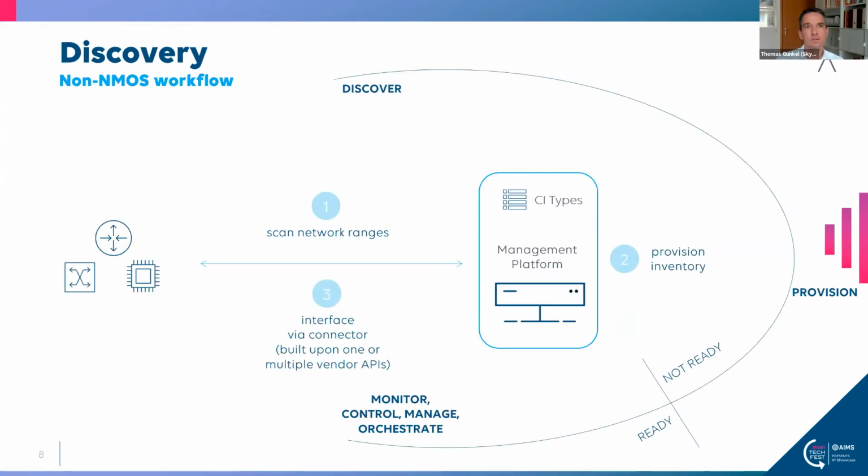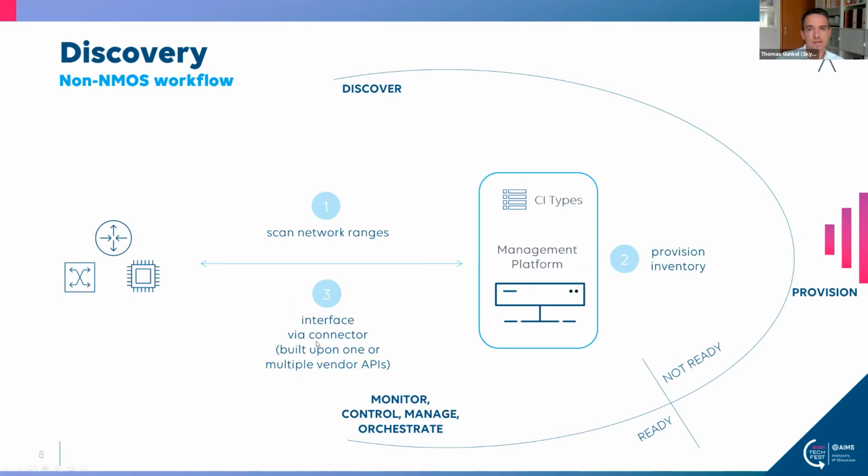Let's have a quick look into the non-NMOS workflow. How do you discover a non-NMOS device or infrastructure? You need to scan the network. Certain IP ranges where you know whenever you add a new switch, new gear, you scan it and you are able to find it. Then you need to provision the equipment in your management platform. And once you have provisioned the equipment, once it's a manageable device, then you can use a proprietary API. We call it a connector to start interfacing with that infrastructure, to read and control the device.